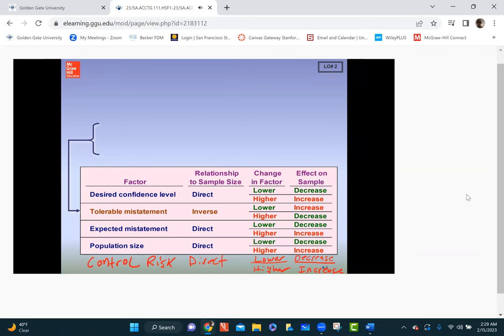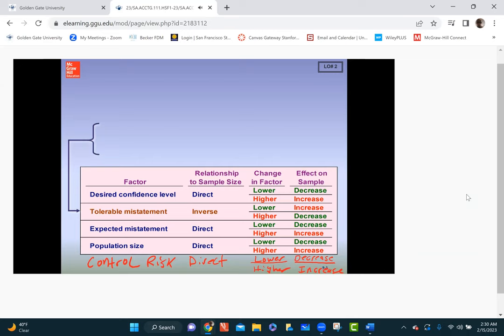Very small tolerable misstatement. What happens? I'm going to need a much bigger sample size. If I have a large tolerable misstatement, I can probably take a smaller sample size because those errors are so large that I'm probably going to detect them with a smaller sample.